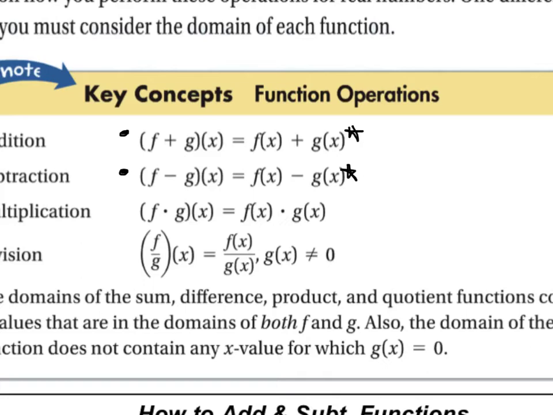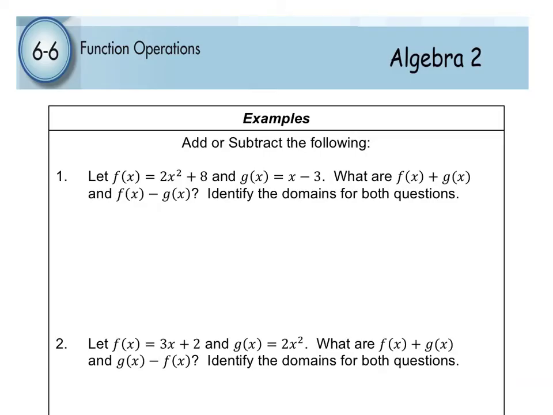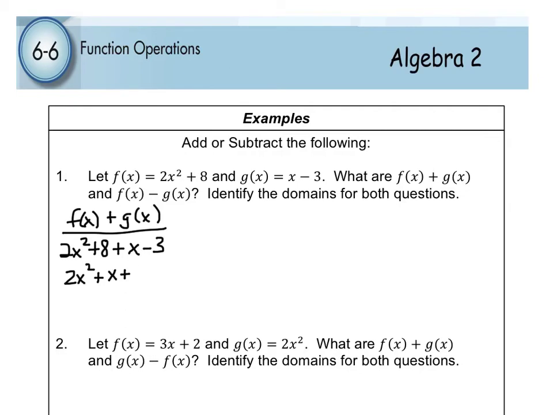Now let's take a look at some examples. Number 1 says, let f of x equal 2x squared plus 8 and g of x equal x minus 3. What are f of x plus g of x and f of x minus g of x? So, f of x plus g of x. We're going to put that over here on the left. f of x is 2x squared plus 8, and we're going to add that to g of x, which is x minus 3. Once you've put your 2 functions together, we're going to combine our like terms. 2x squared doesn't have anything, x doesn't have anything, and 8 minus 3 is positive 5.